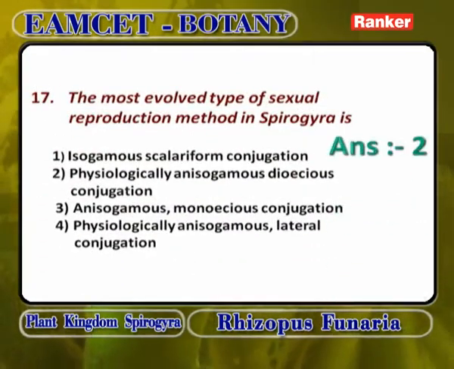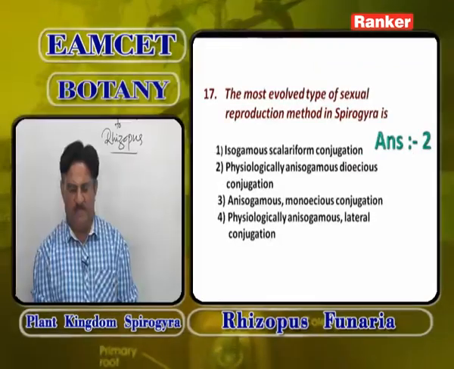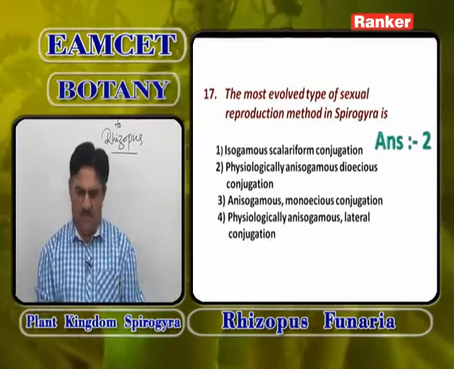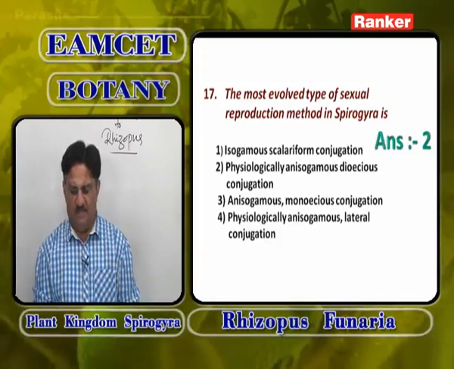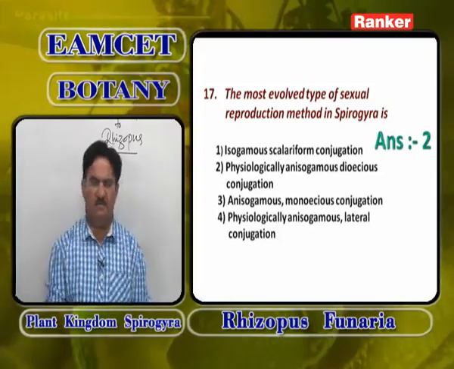The most evolved sexual reproduction method in Spirogyra. The most evolved sexual reproduction in Spirogyra is scalariform conjugation. So isogamous scalariform conjugation is wrong because both the male gametes or both the aplanogametes move. Anisogamous monoecious conjugation is wrong. Physiologically anisogamous lateral conjugation is wrong.